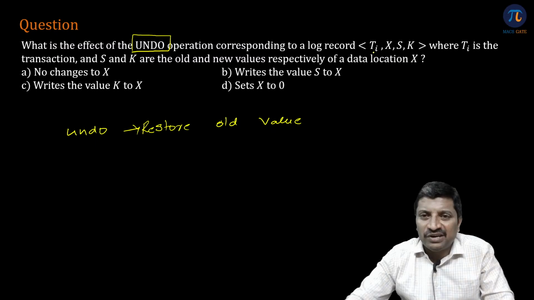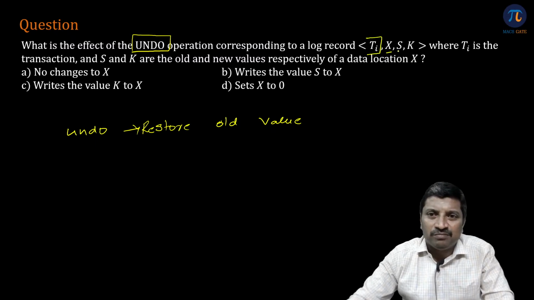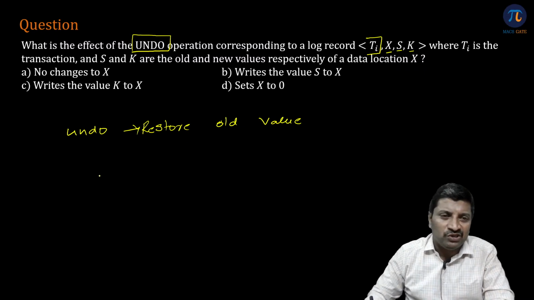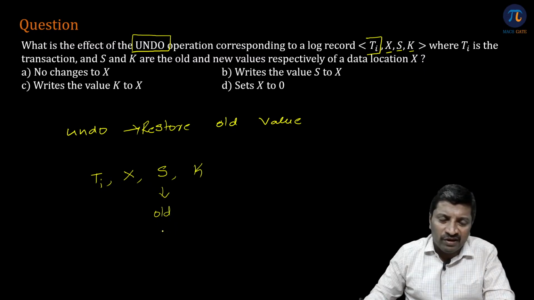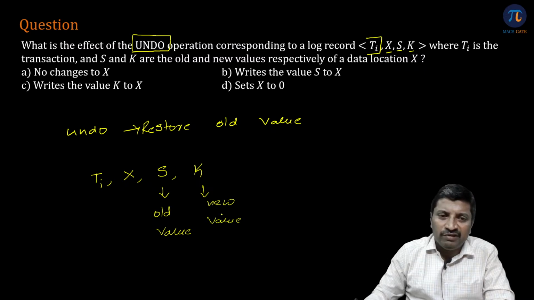Now I have a transaction number Ti. X is the data item, S is the old value, K is the new value. So they have given the transaction number, the item, the old value, and the new value. Sir, I need to know only the old value. This is the new value. Whenever you are undoing, you don't need the new value.